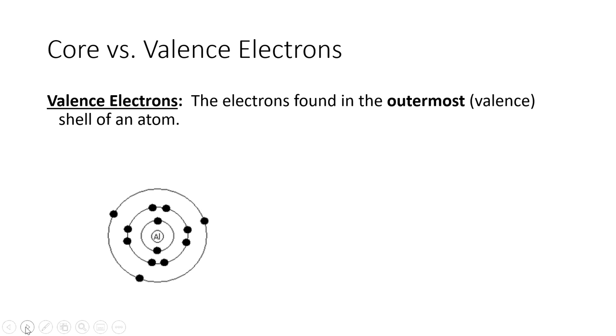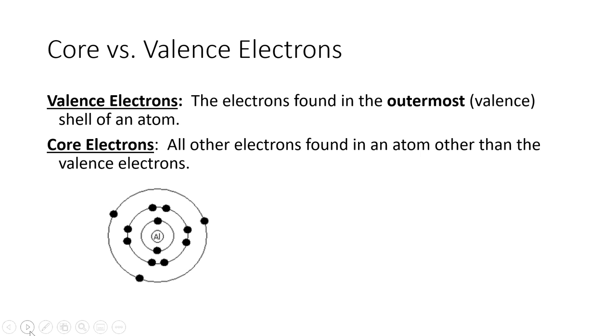Now let's talk about the idea of valence electrons. Let's give a definition again of valence. I wrote this on the earlier slide, but I just want to make sure we're clear on what we mean by valence electrons. Valence electrons are the electrons found in the outermost shell, which is referred to as the valence shell. And core electrons are everything else that's not valence.